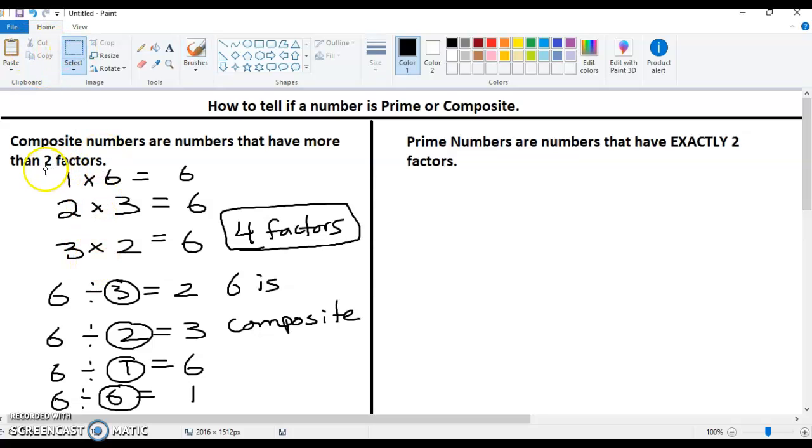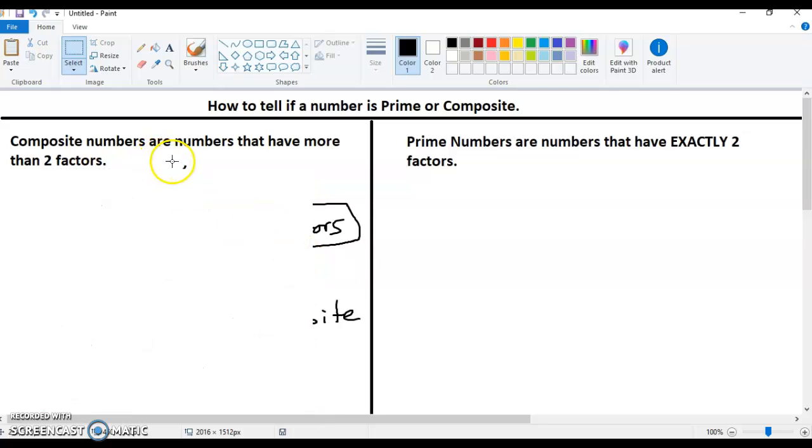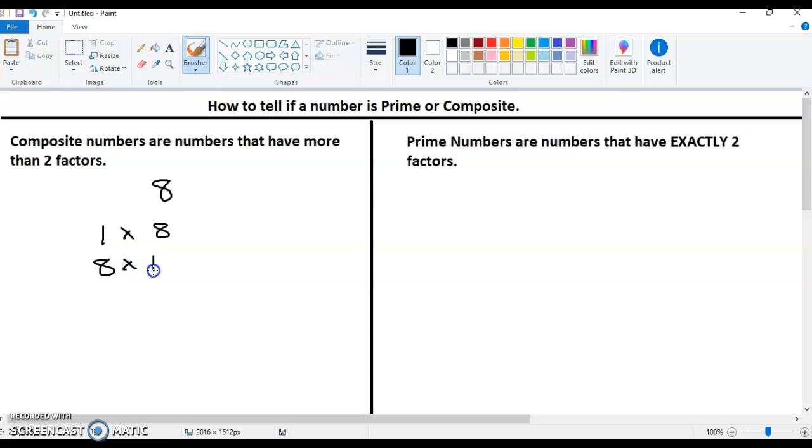Let's look at another example. Maybe I can list them out in a way with a little more clarity. Hold on, let me get rid of all this. Let's take the number 8. So here's the number 8. So again, you can do 1 times 8. You can do 8 times 1. You could have 2 times 4, or you could have 4 times 2.